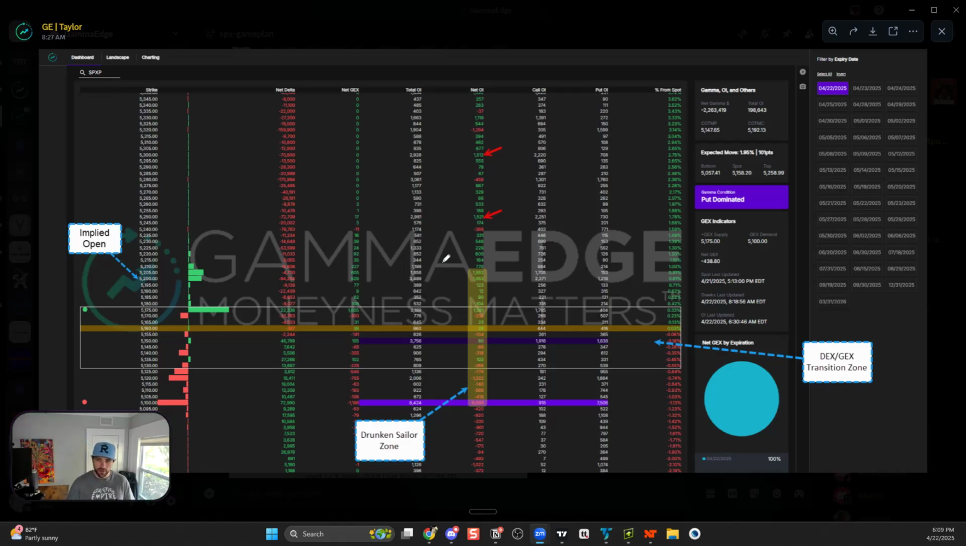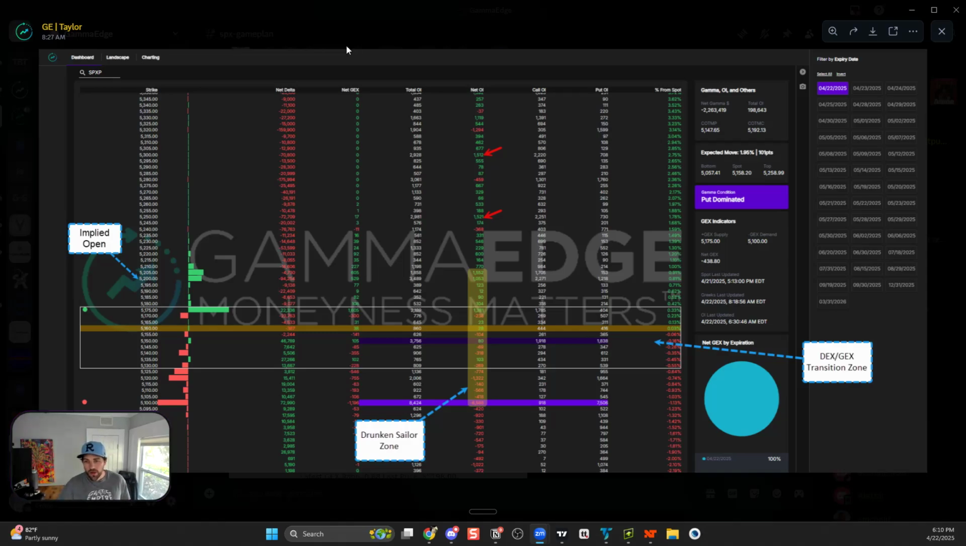What the drunken sailor range is: even though we could break the top of the transition zone in a call dominated environment, it could be a very weak call dominated environment, where intraday volume is going to be very important within that region to dictate what price is going to do. The reason is that the actual opening and closing of transactions is going to have a much bigger impact than market maker dealer dynamics and the moneyness of options in that region.